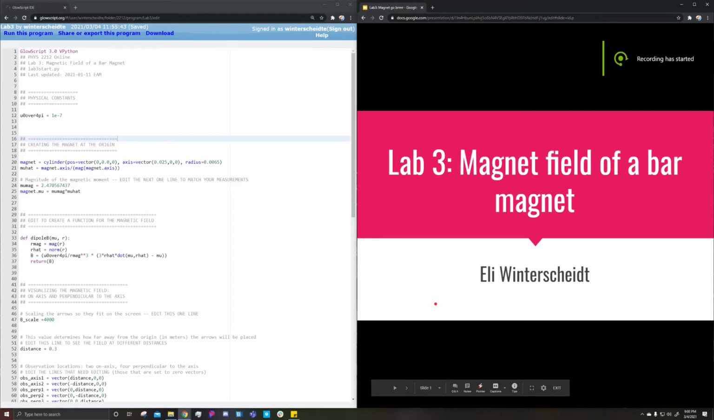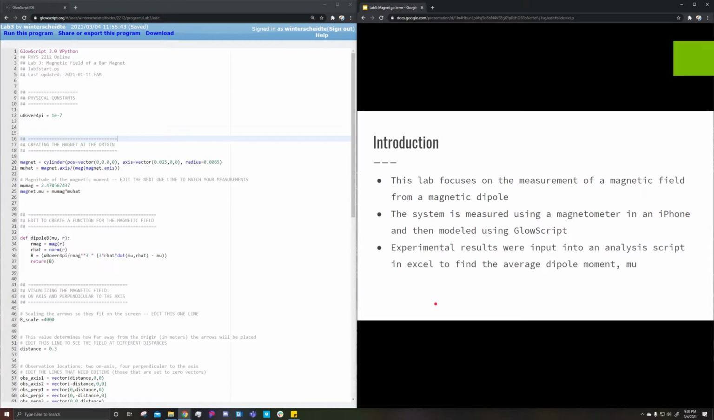I'm Eli Wintersheet, and this is Lab 3, Magnetic Field of a Bar Magnet. This lab focuses on the measurement of a magnetic field from a magnetic dipole. The system is measured using a magnetometer in an iPhone and is then modeled in GlowScript. The specific iPhone used during this lab was an iPhone 12 Pro, and experimental results from that magnetometer measurement were put into an analysis script in Excel to find the average dipole moment, mu.